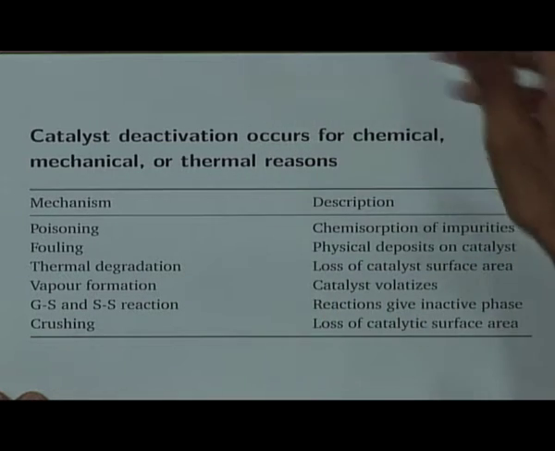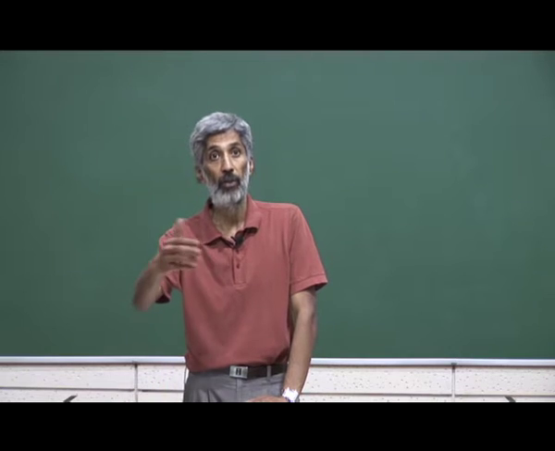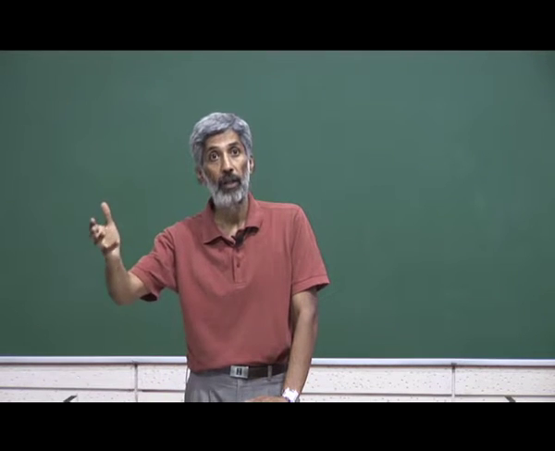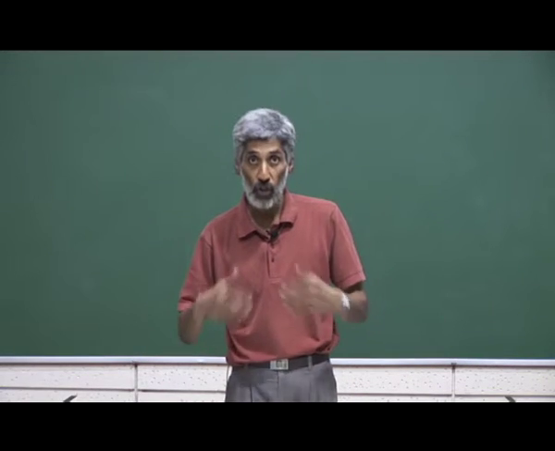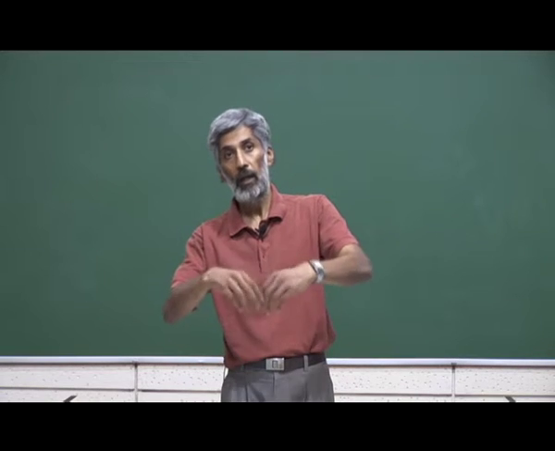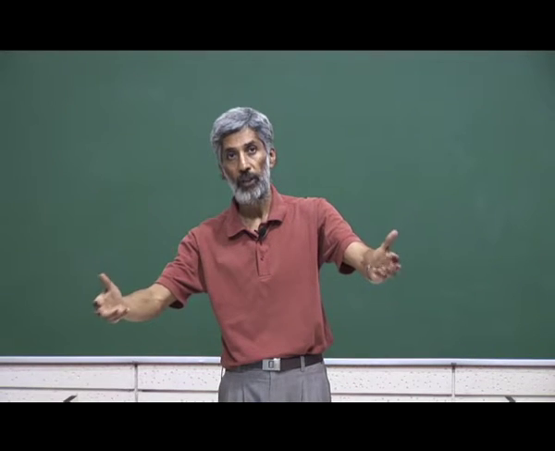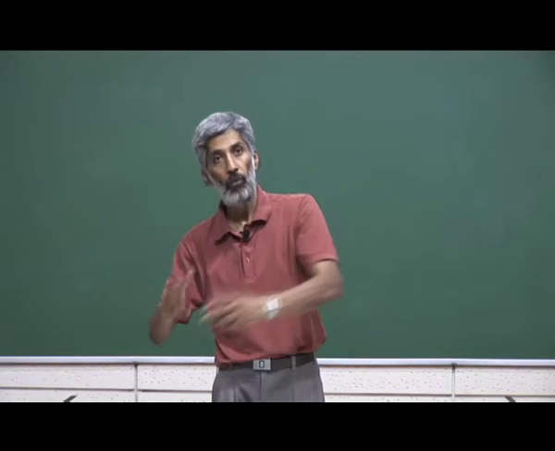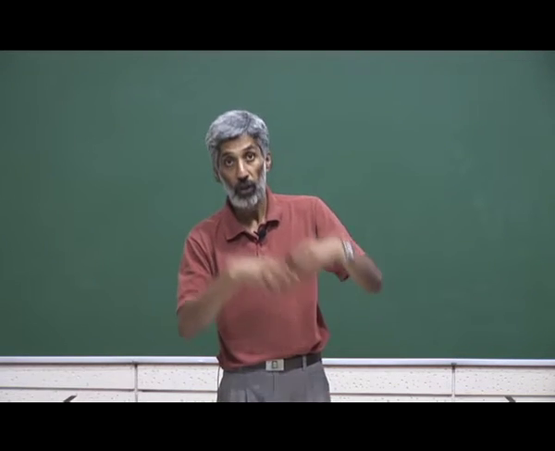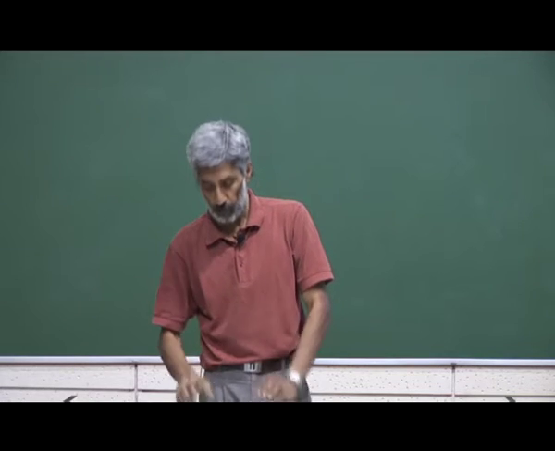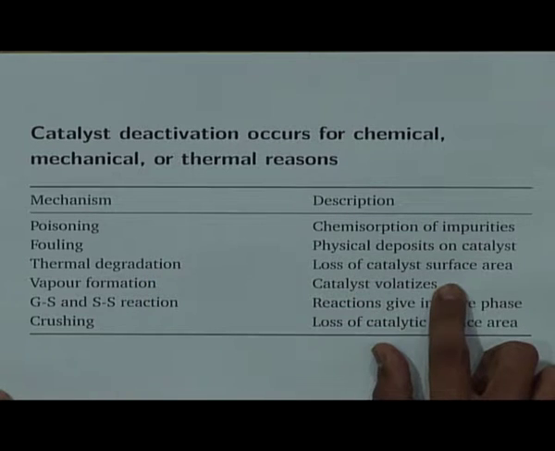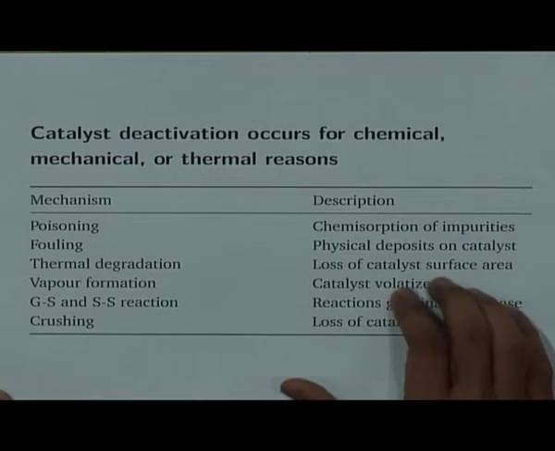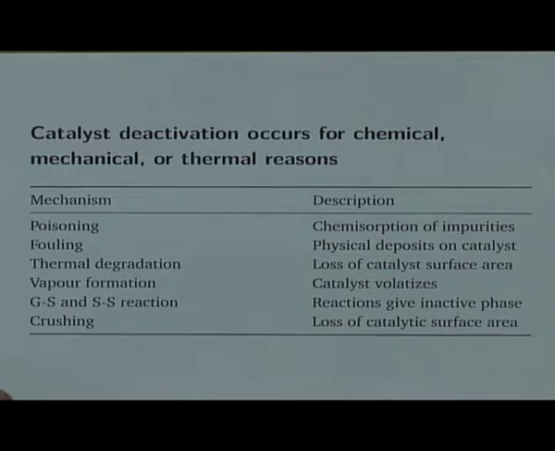Now, most heterogeneous catalyst reactions that happen in industry happen at reasonably high temperature. And if your catalyst does not happen to be stable at those temperatures, the catalyst will undergo a phase transformation. It will go into a different form which does not catalyze the reaction. So, thermal stability is also of great importance. So, when the catalyst degrades, the catalyst surface area that is available for catalysis is decreased, and as a result the reaction rates go down.